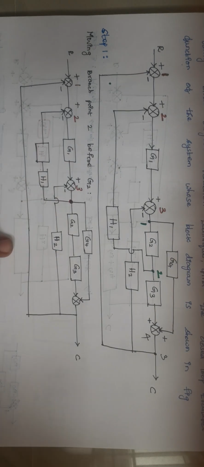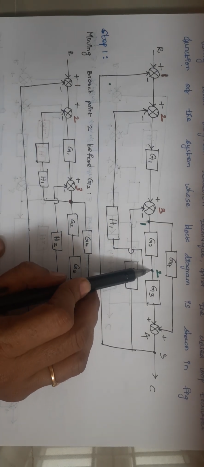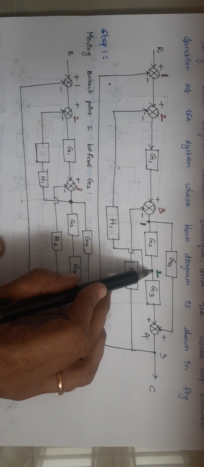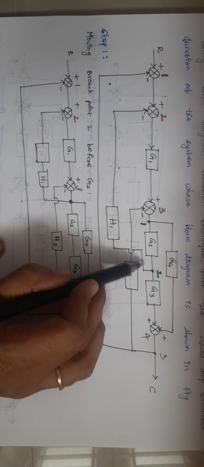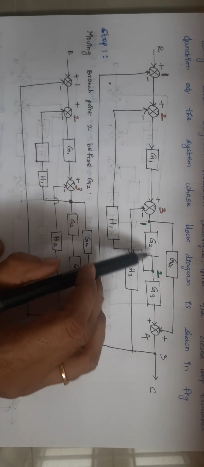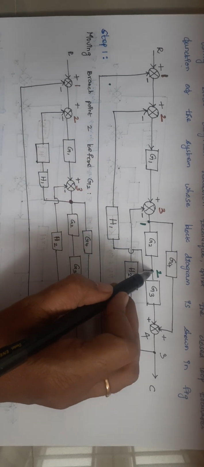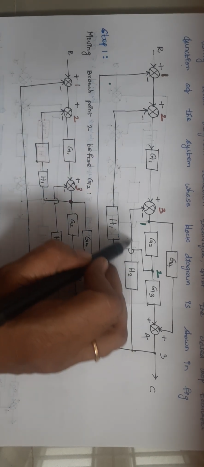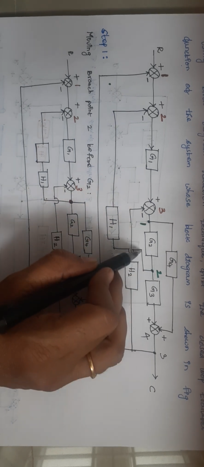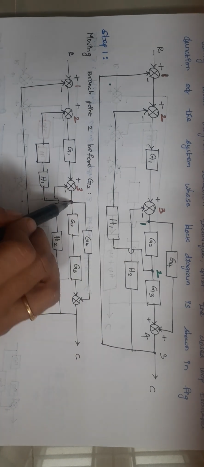Similarly, this is our branch point 2 and we are going to move this branch point 2 before this block G2, right? So in this branch point you have to include this another block G2. That is, we are moving this branch point 2 before the block G2. So we have to include G2 in the branch which we are moving. So here this branch point comes here, right?